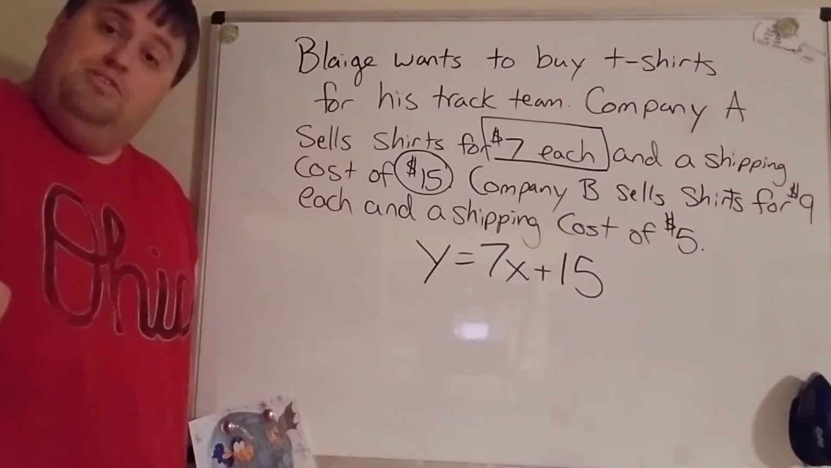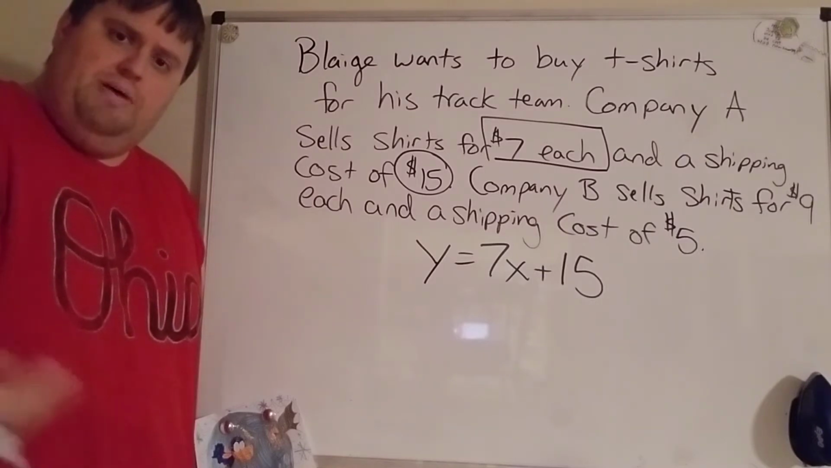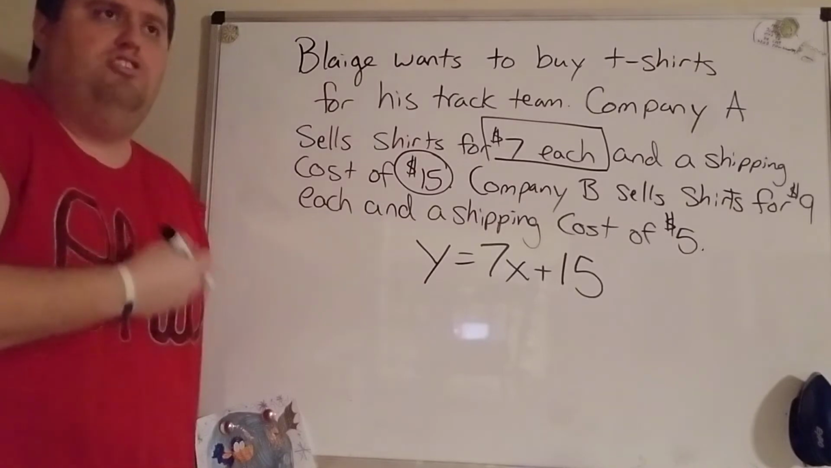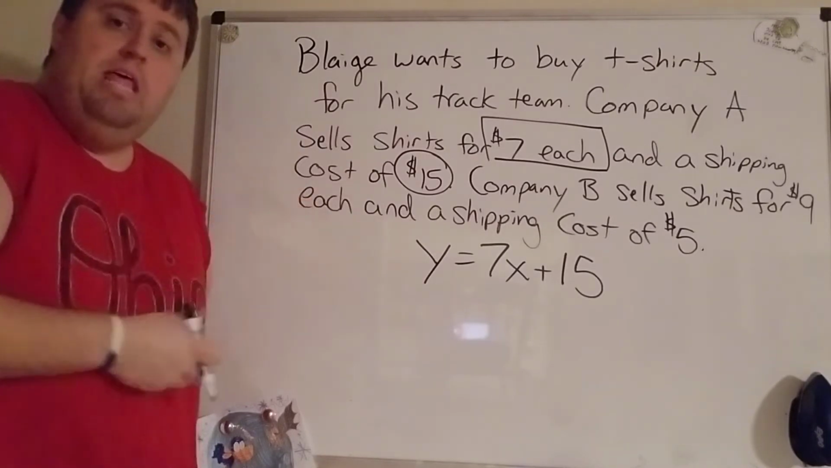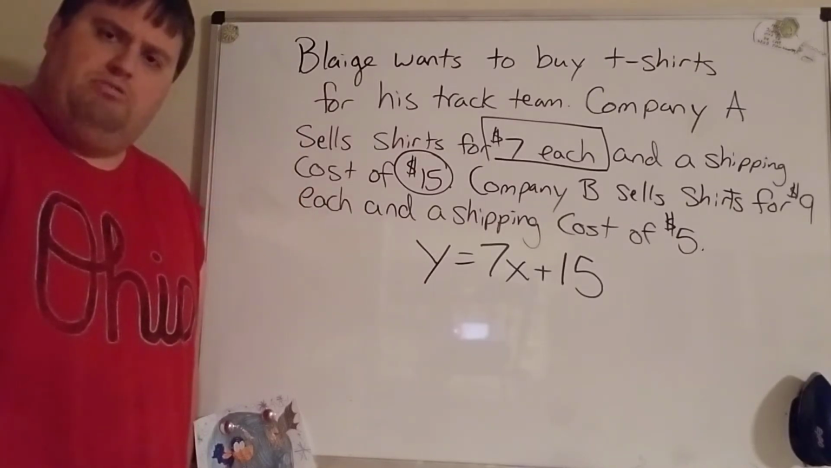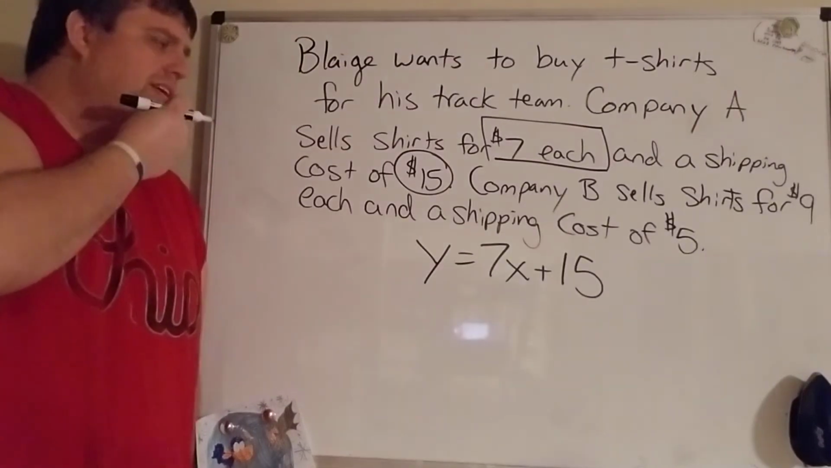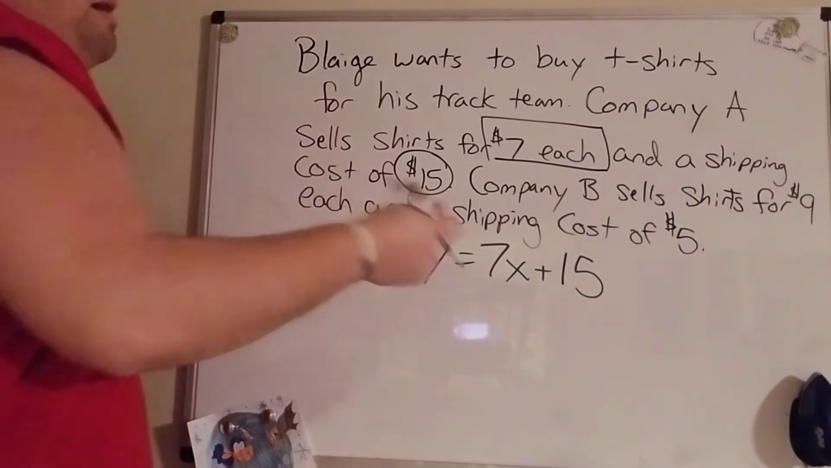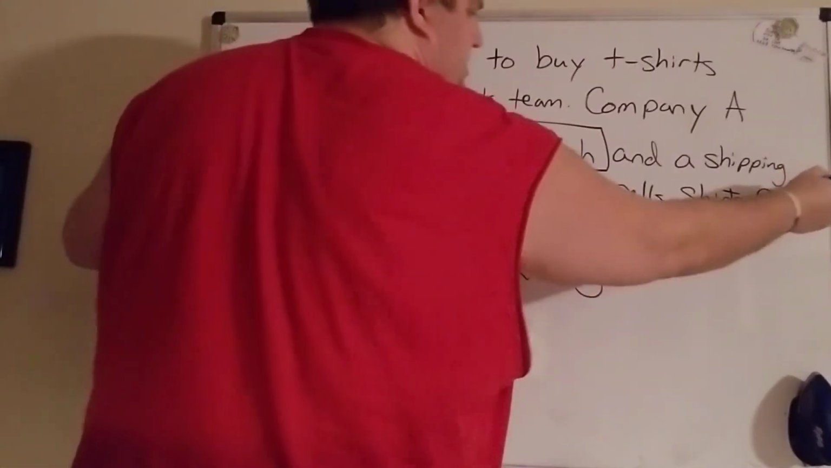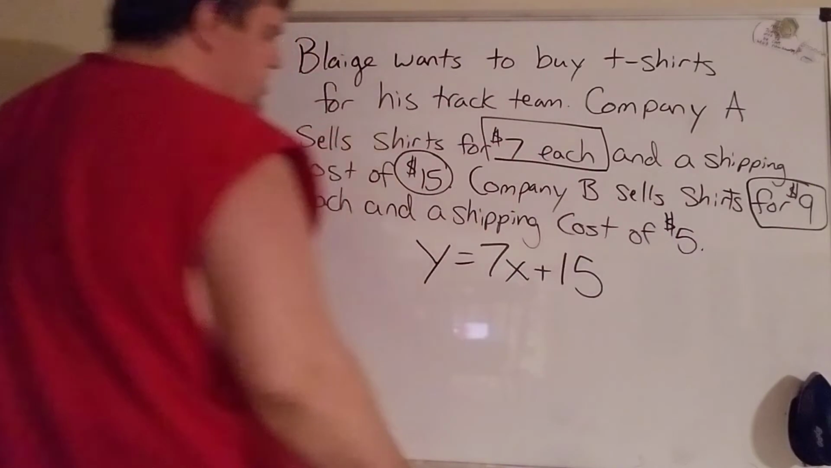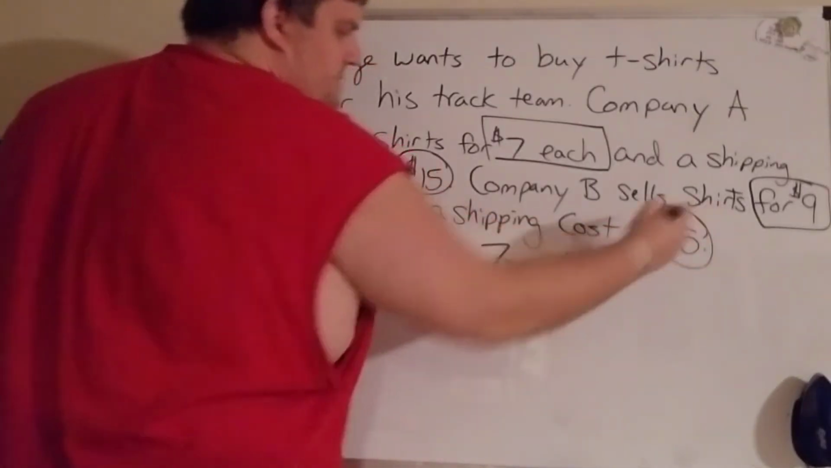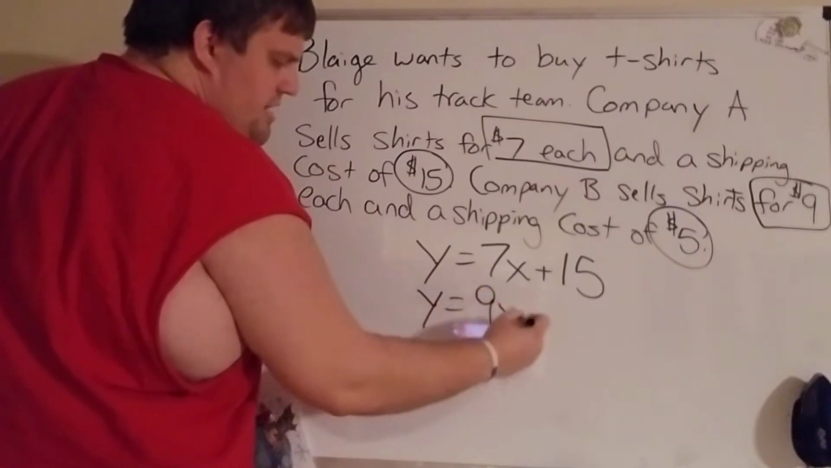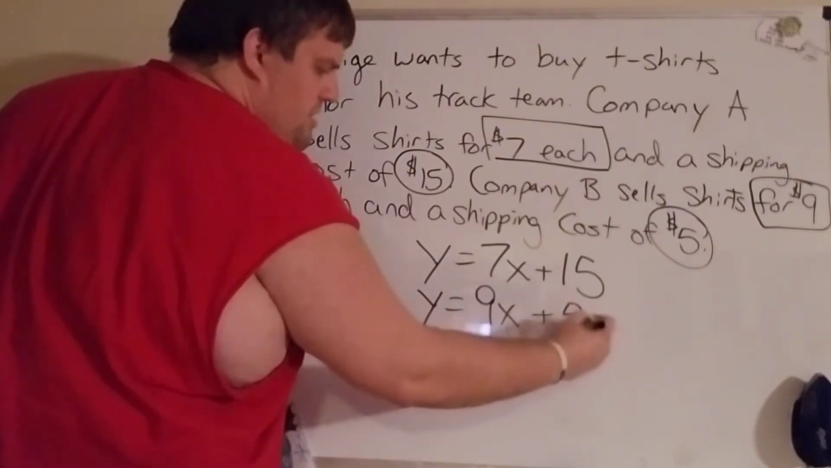And it's not going to tell you straight off like, hey, this one's slope intercept form. But you just need to get better at seeing a problem and saying, can I represent this in slope intercept form, right? So in this case, absolutely we can because we have a slope, we have a y-intercept. Then company B is going to be very much the same way. We have $9 each for the shirt and a shipping cost of $5. So for company B, $9 is their slope, but their shipping cost is only $5.